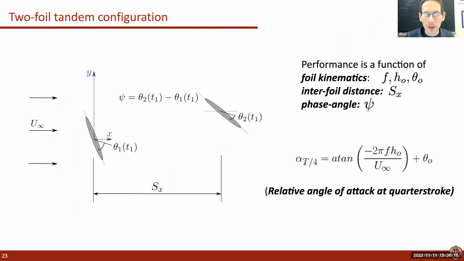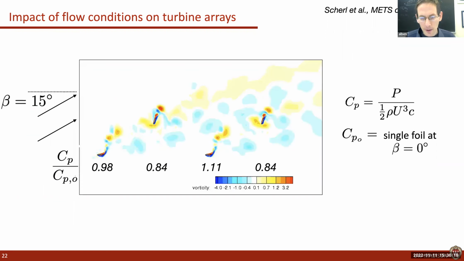So you chose beta to be 15 degrees. Was that sort of arbitrary? We actually swept from 0 to 45 degrees, and 15 gave us the best total power. So we did change that parameter. We did not change the actual kinematics of the foils. So we kept that the same. And we didn't change the spacing of the foils.